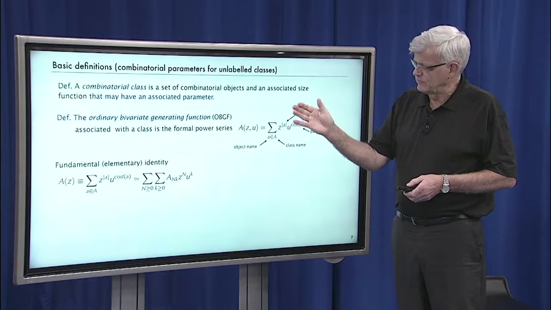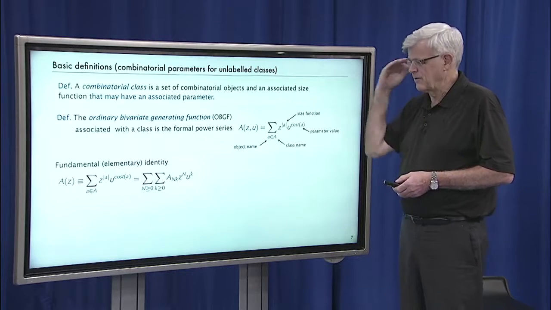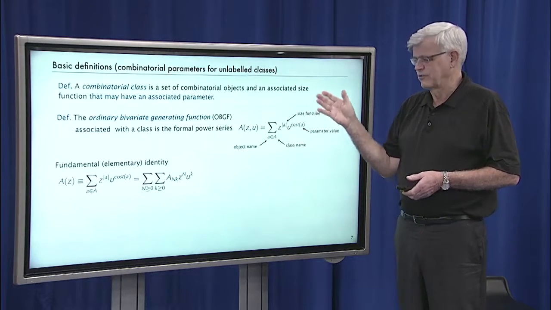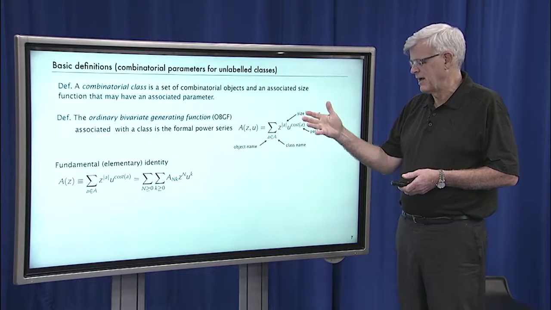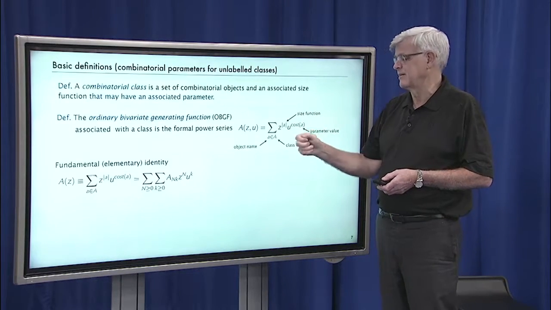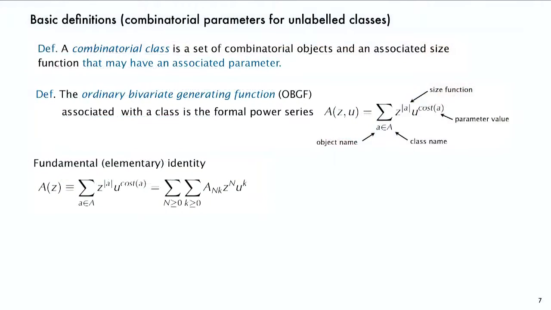If you sum over all objects in the class, z to the size, u to the cost, what you can do is collect, there's a term for every object, and you can collect the terms that have the same size and the same cost, and write that coefficient a_nk, the number of objects of size n, cost k, sum on k, sum on n. That's an elementary identity.